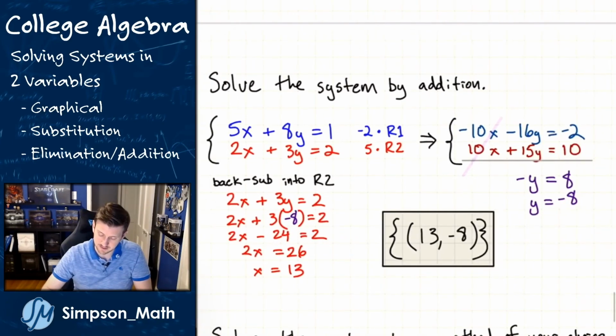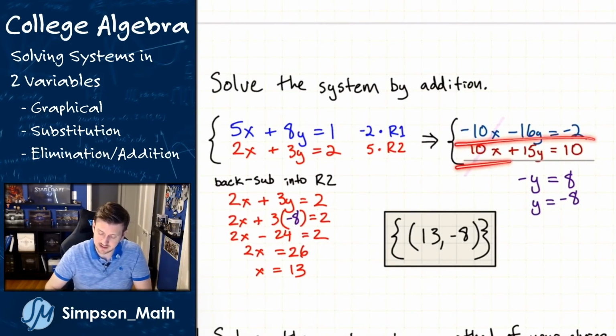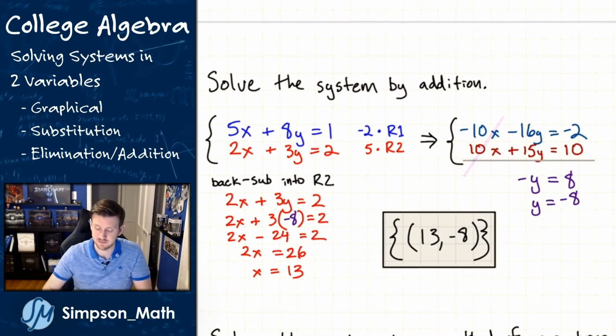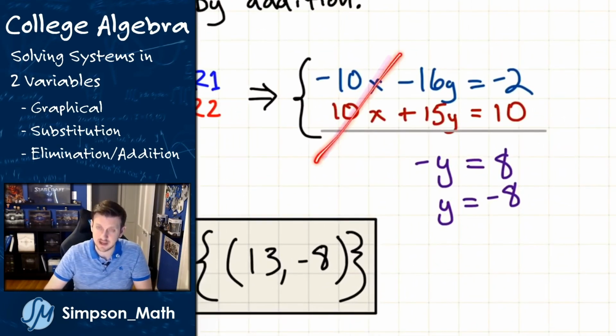So let's do that math, and I end up with this. Again, be careful with your distribution and then double check once you have it written down. When the x's eliminate, I'm left with 0x, then negative 16y plus 15y. That's a nice little negative y. Negative 2 plus 10 is a positive 8. Here you can either divide both sides by negative 1 or multiply both sides by negative 1. It does the same thing. You get y equals negative 8.